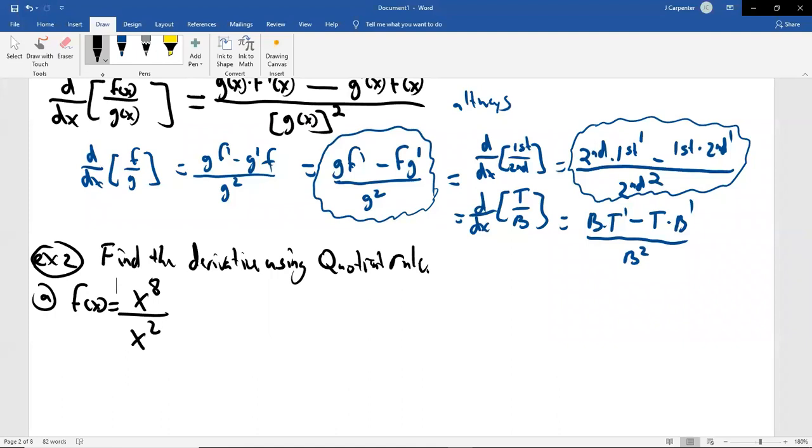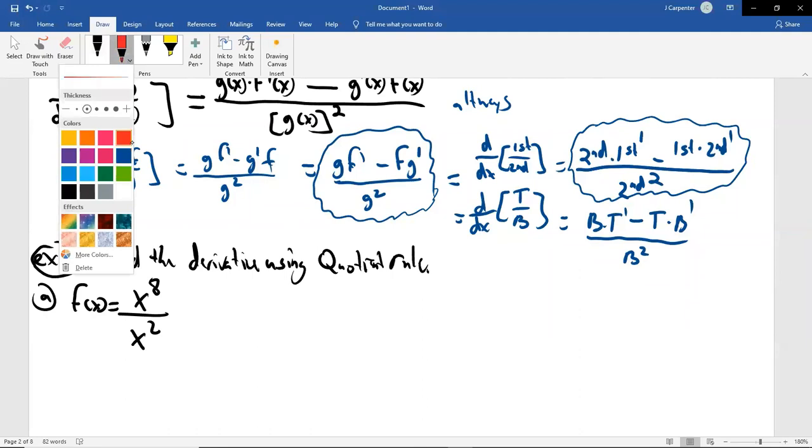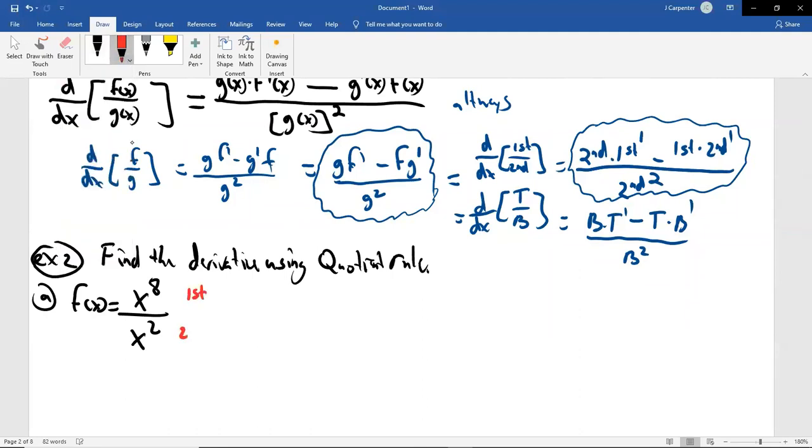So let me call, again, I like first and second. If you like top and bottom, just the bottom is the second. So I'm going to call the x to the 8th the first, and the x to the 2nd the second, which makes the derivative of the first, take the 8 out front, decrease its exponent by 1, and that makes the derivative of the second, take the 2 out front, and decrease its exponent by 1. And again, I'll write the 1 all fancy so you can tell, but I won't write it anymore after this.